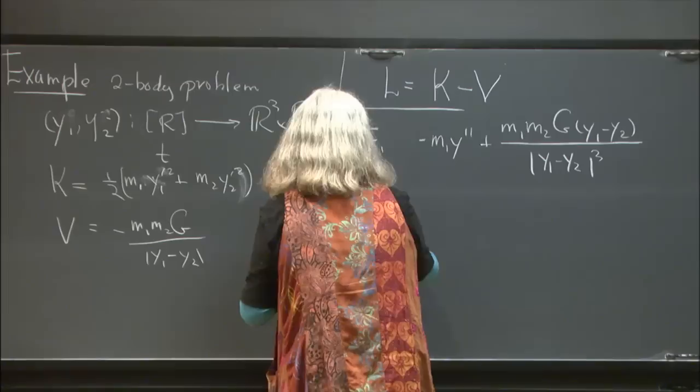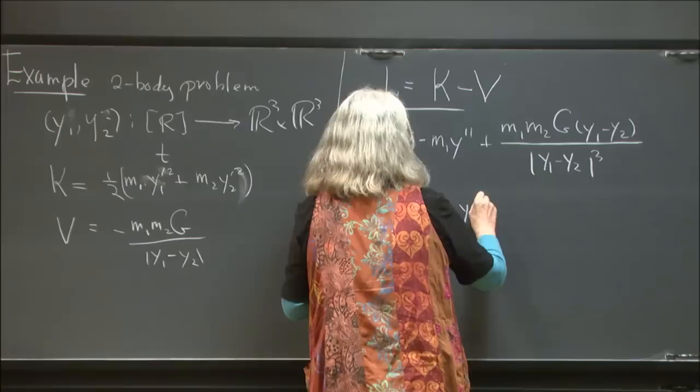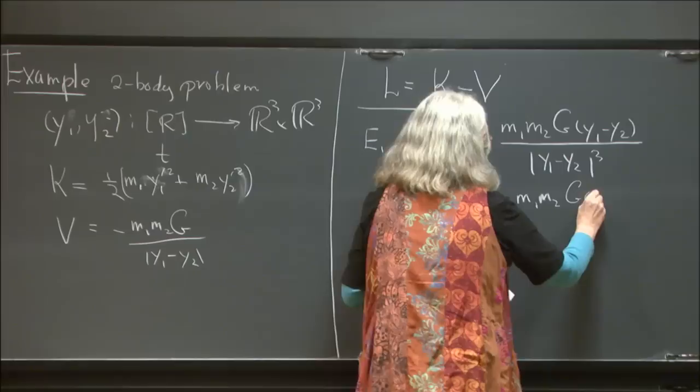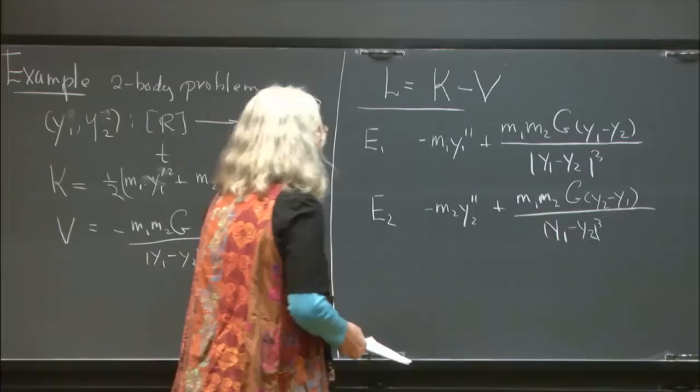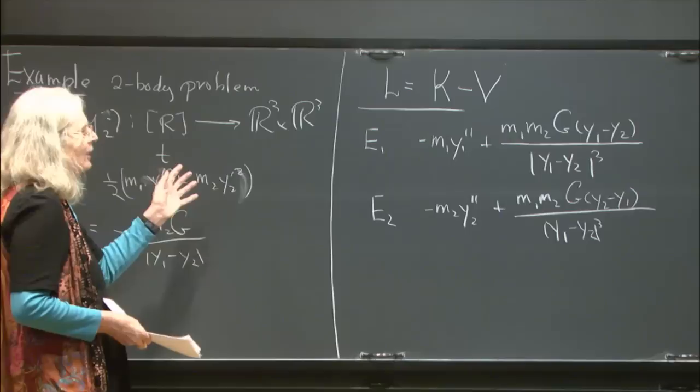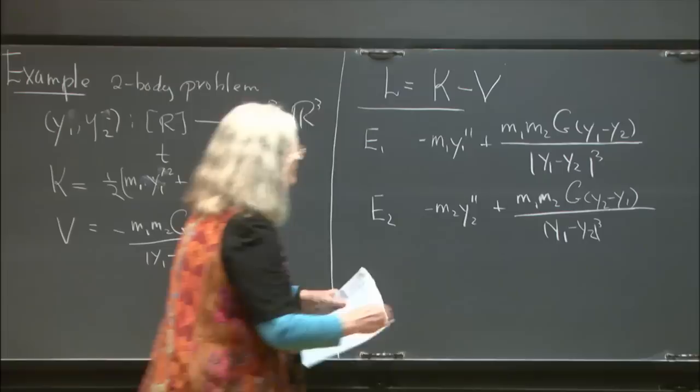And of course, the same thing for the second expression. I just need this for notational purposes: m2 y2 double prime, symmetric in y1 and y2, G, (y2 minus y1) over the absolute value of y1 minus y2 cubed. Okay. So, what do we do with these equations? Well, we don't just solve, as you know, ordinary differential equations. This is equal to zero. These are the Euler-Lagrange equations.